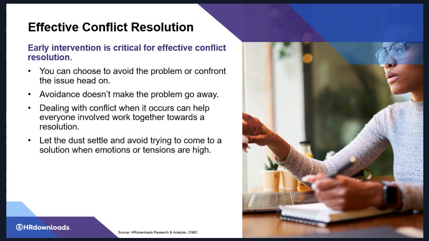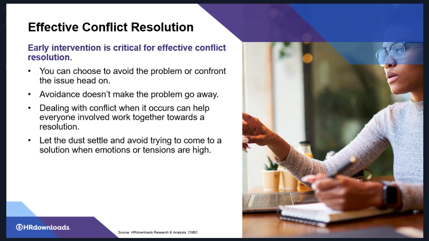Now, early intervention is critical for effective conflict resolution. When conflict happens, you can choose to avoid the problem or confront the issue head on. Many people will try to avoid conflict altogether because it's an uncomfortable situation, but avoidance is not a productive way to solve the issue at hand. It doesn't make the problem go away, and it's likely to just increase tension and further communication failures. Dealing with conflict when it occurs can help everyone involved learn to work together and collaborate to share thoughts and ideas for coming up with a positive resolution.